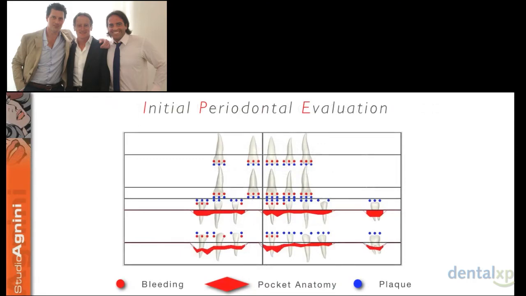So we see our initial periodontal evaluation before the scaling and root planing. We evaluate all the sites in which we have bleeding, we evaluate where and how deep the pockets are, and we evaluate all the sites with plaque.